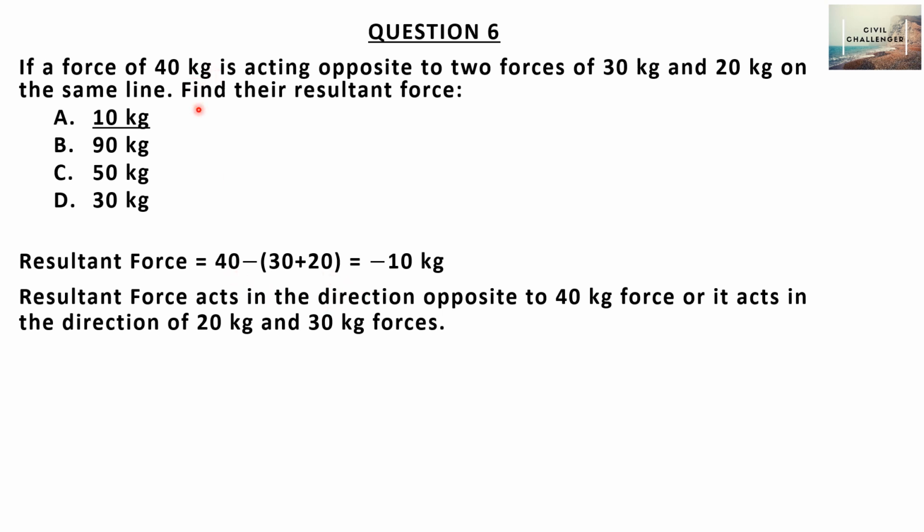Okay, so in this question we are going to take the reference force as 40 kilogram, and then 30 and 20 will be acting in opposite direction. So the resultant force will be equal to 40 minus 30 plus 20, which will be equal to minus 10 kilogram. So the correct answer is option A. But here it is negative, which means that the resultant is acting in the direction of 30 kilogram force or 20 kilogram force, and it acts in the opposite direction of 40 kilogram. Okay, so the correct answer is option A.